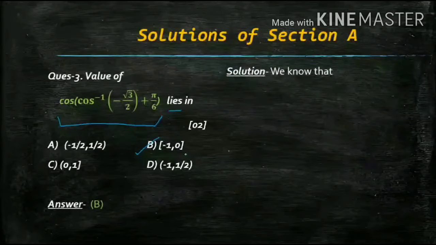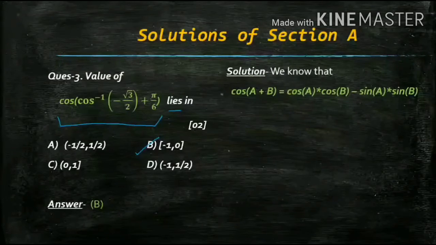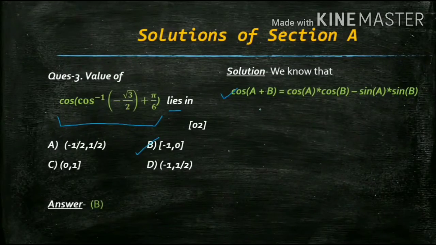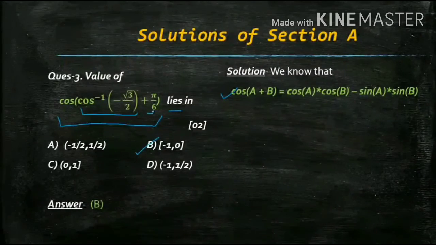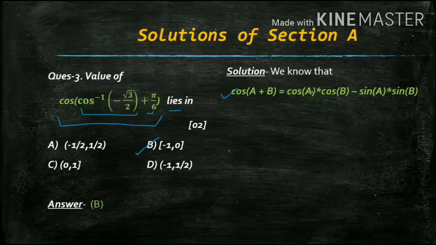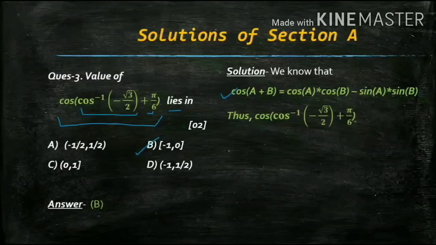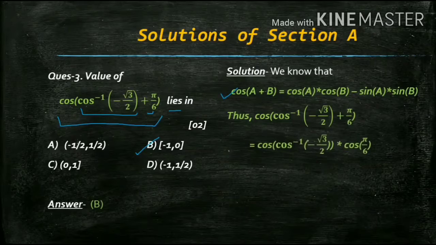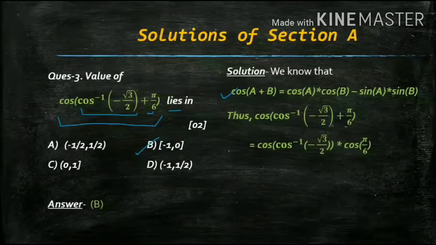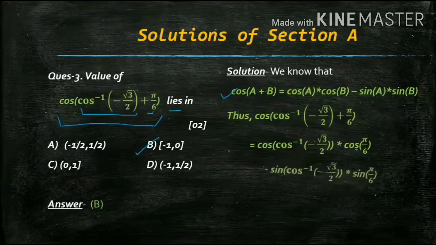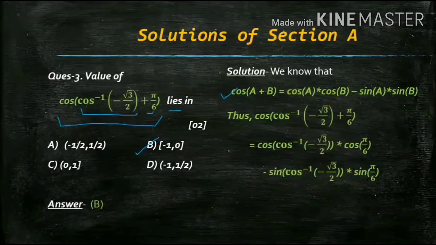So firstly, what we know is that cos of A plus B is cos A into cos B, minus sin A into sin B. Now why are we using that? Because if you just look at this expression, it is cos of A plus B, right? So it's similar to that. So we'll use this expression. This was given to you. You can write it like this: cos of cos inverse minus root 3 by 2 into cos of pi by 6, minus sin of cos inverse of minus root 3 by 2 into sin of pi by 6.